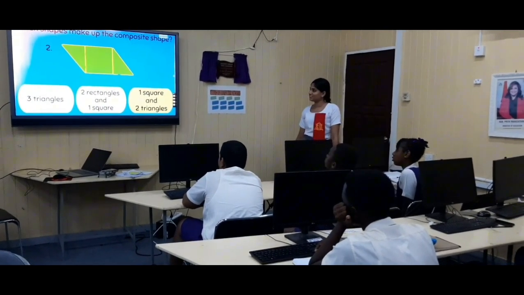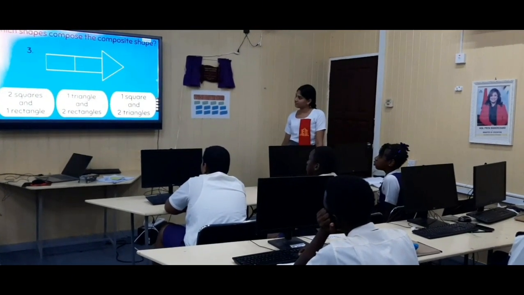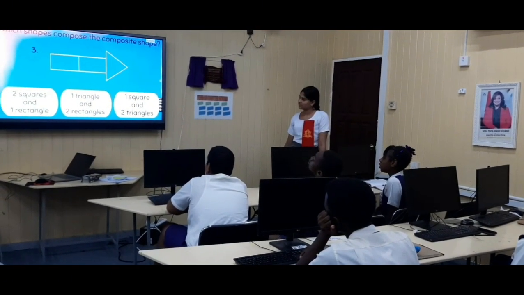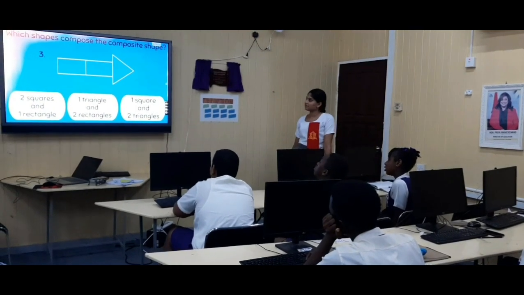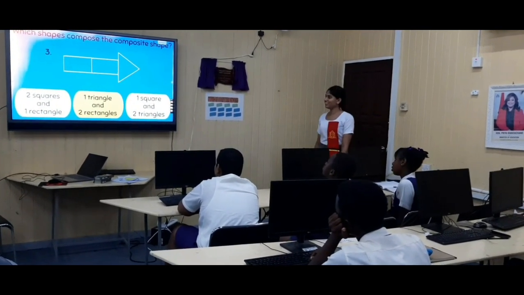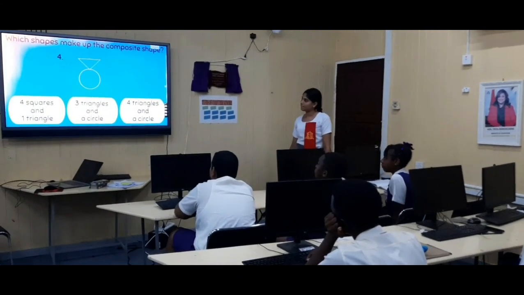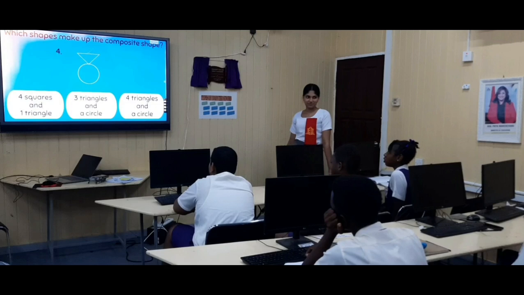Very good. Let's move on to this shape. I bet you got this one. One triangle and two rectangles. Lastly, can you guess the answer to this shape? Let's see.